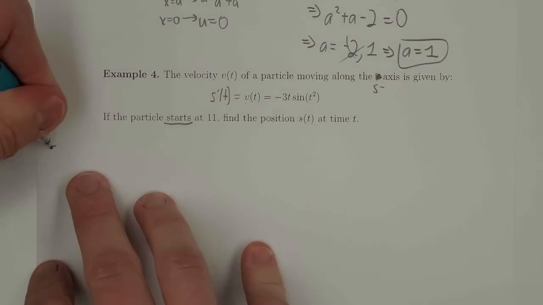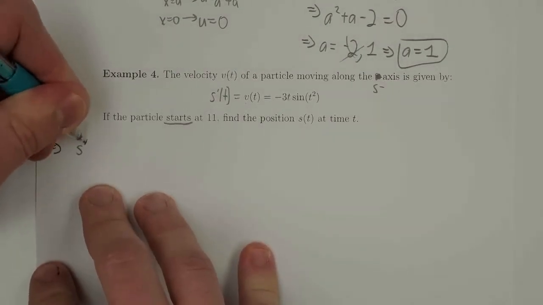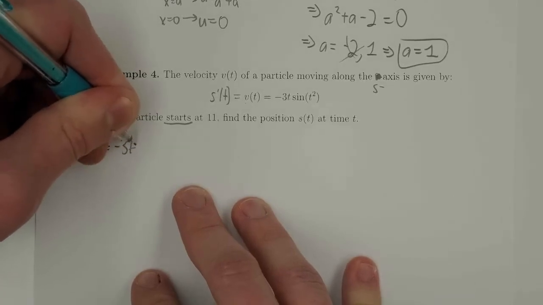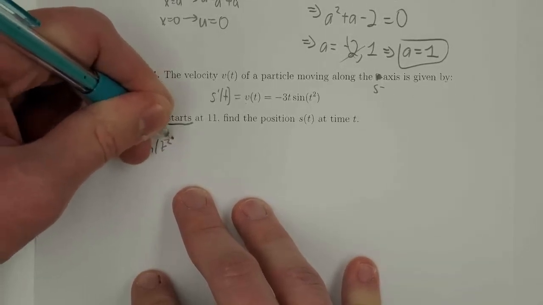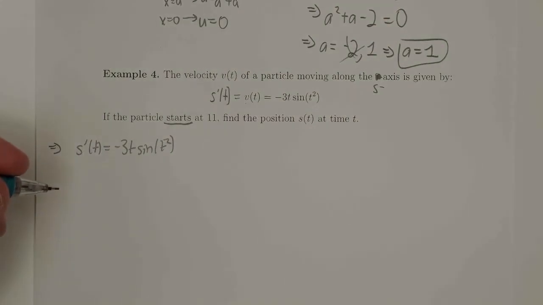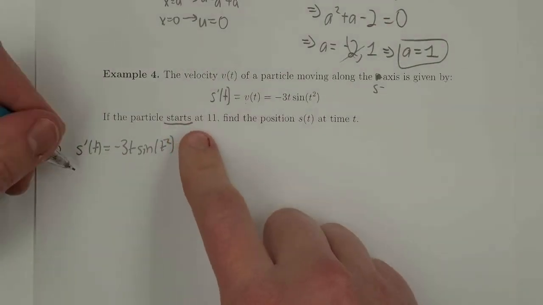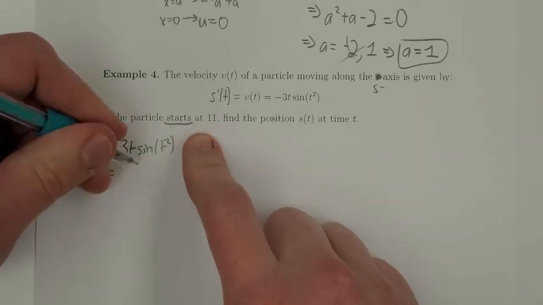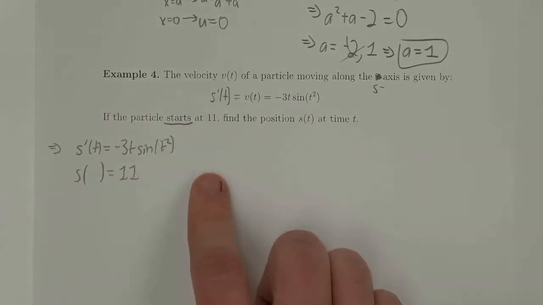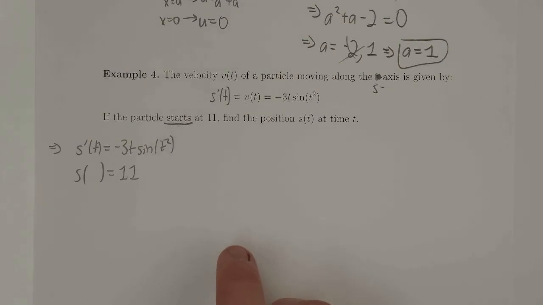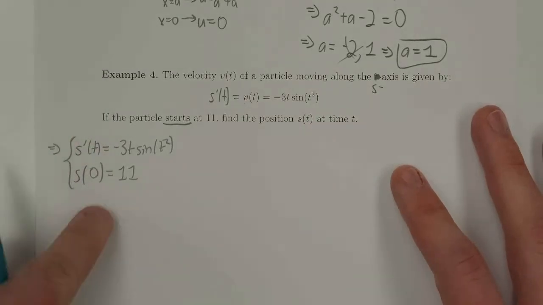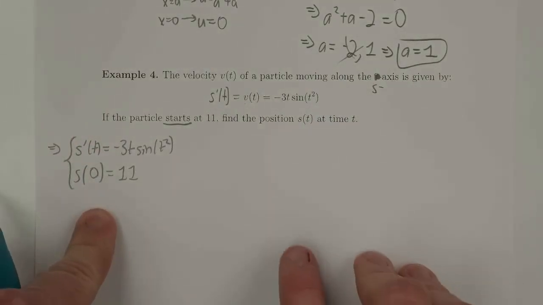So here's what it says. So we have s prime of t is equal to negative 3t times sine of t squared. But then we're also given the fact that the particle starts at 11. So that means, as per what I've been establishing until this point, that the particle has position 11 at time 0. Good. Okay, so here's what we're given. Again, another initial value problem.